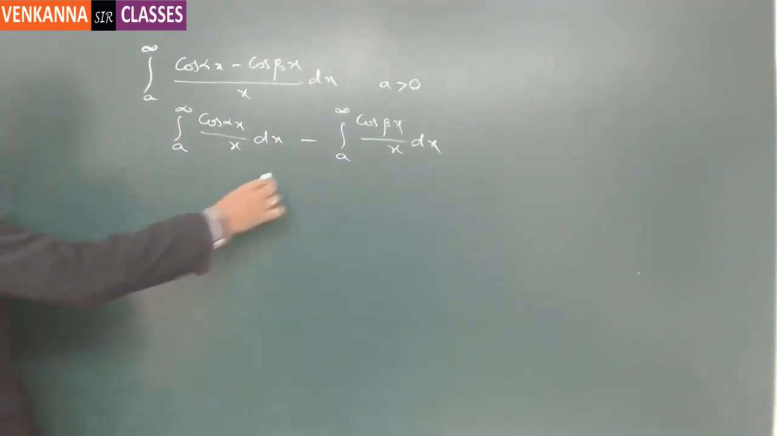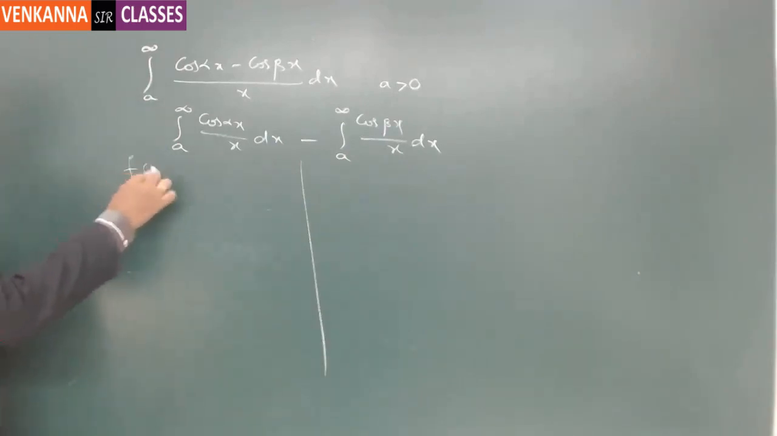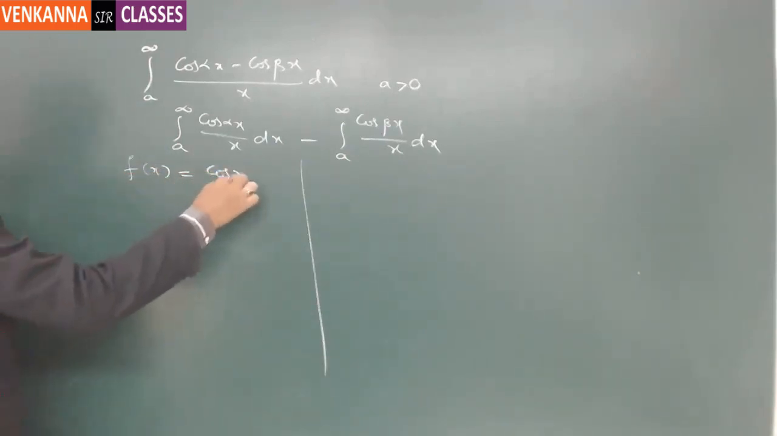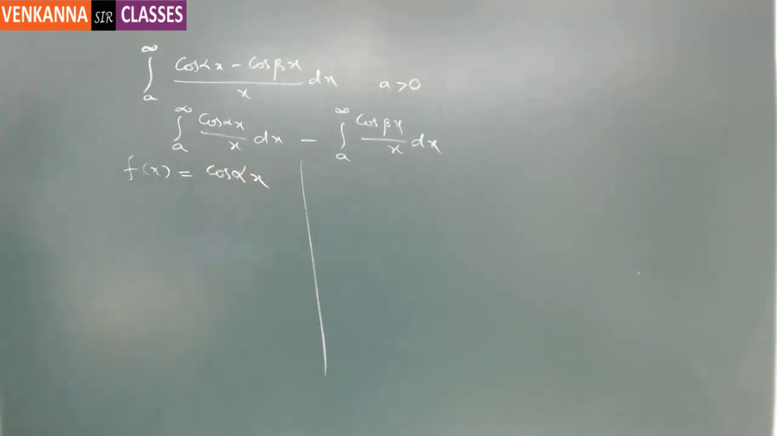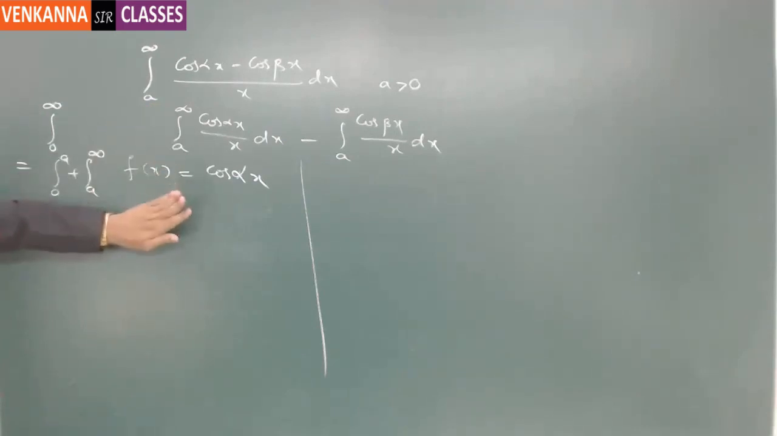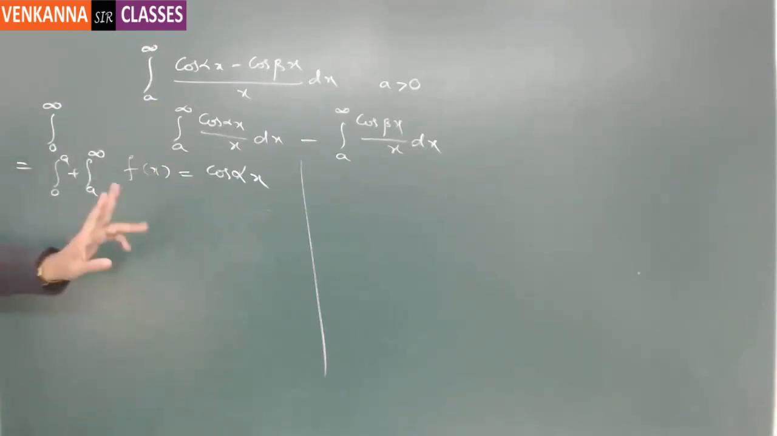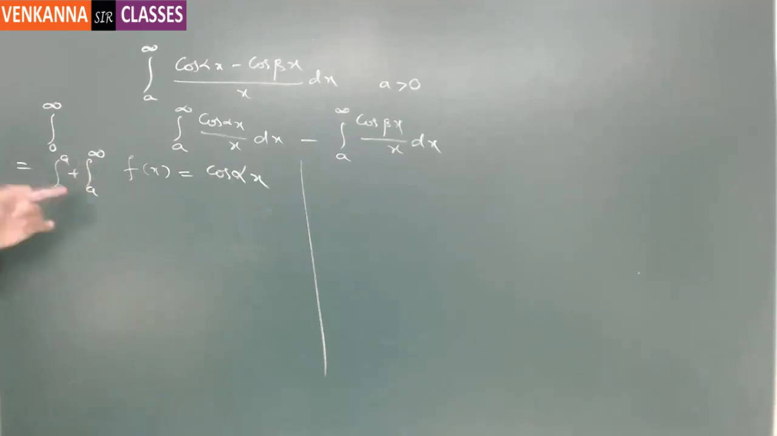So if you take the first integral, let us take f of x is equal to cos alpha x. Please understand that since the integral is not given as 0 to infinity, there is no need to split it. Earlier, whenever 0 to infinity was there, we would split that. But here it is given straight away a to infinity, so we straight away apply the Dirichlet test. There is no need to split the integral.